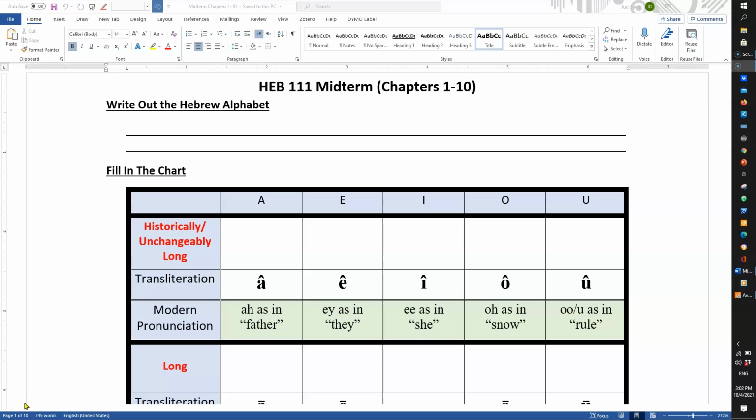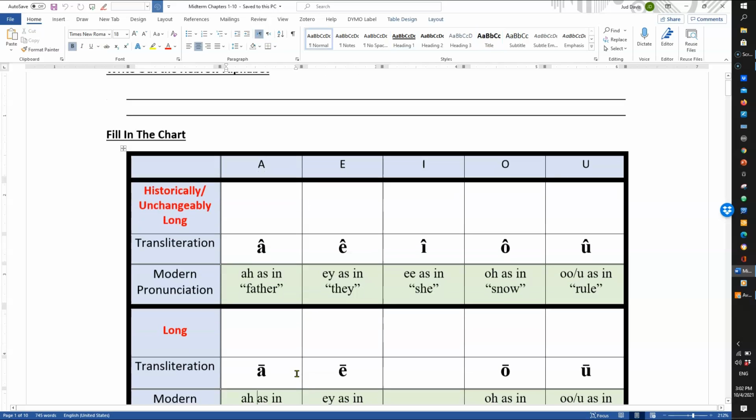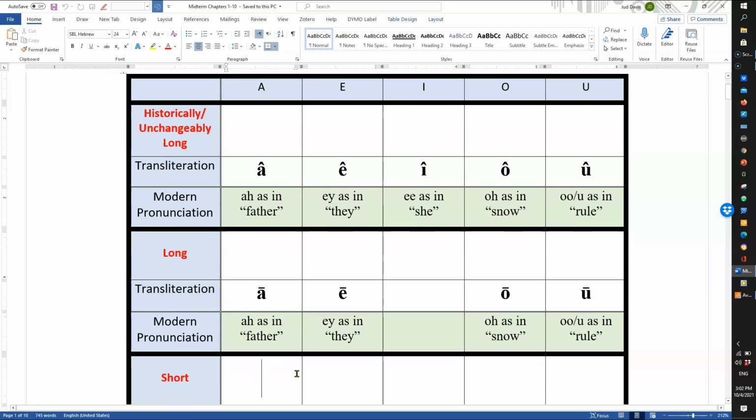So this chart can seem a little overwhelming. It's really pretty easy. These are going to be the consonant letters, and so on here it's Kametz Hey, Sere Yod, Hirik Yod, Holam Vav, and Shuruk. All those are long and they can't change. They'll never reduce.